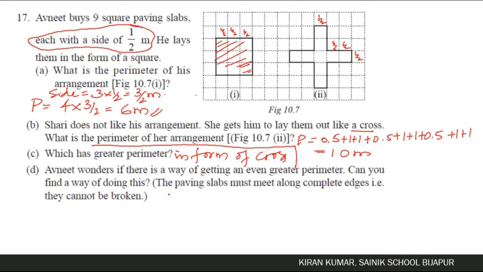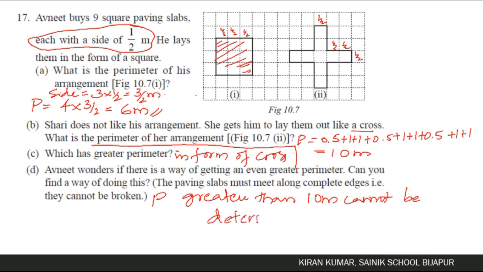Here, perimeter greater than 10 meters cannot be determined because they have clearly mentioned that they cannot be broken. The slabs cannot be broken.